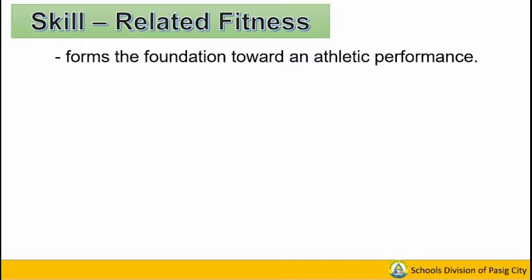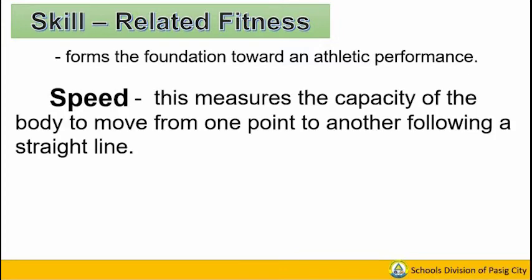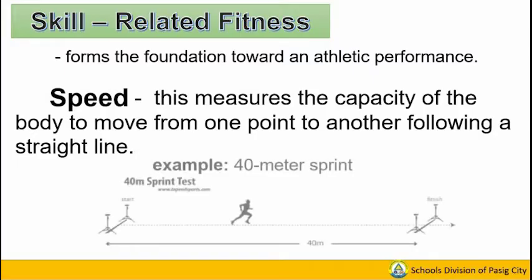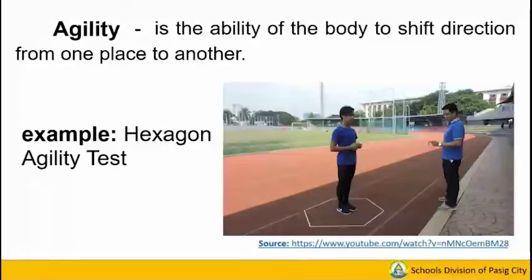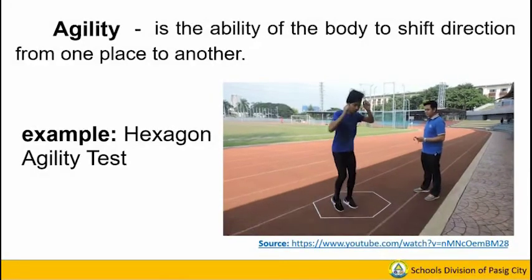First component of skill-related fitness is speed. This measures the capacity of the body to move from one point to another following a straight line. One example of speed is the 40-meter sprint. Next is agility. It is the ability of the body to shift direction from one place to another. Example of this is the hexagon agility test.